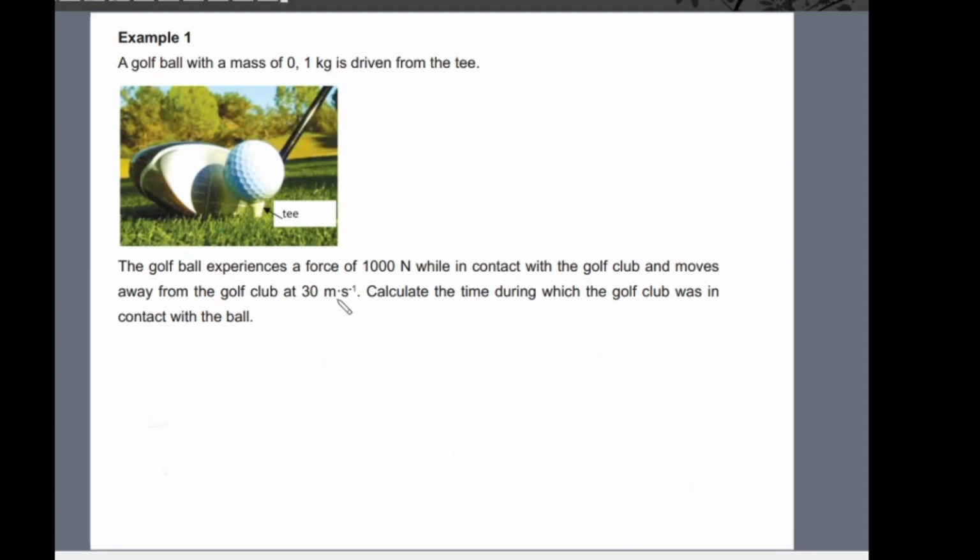So here we are going to apply the impulse momentum theorem. Remember that the impulse momentum theorem says impulse is equal to the change in momentum. But then we know that impulse is the product of the net force multiplied by the time that net force is being applied on the object.